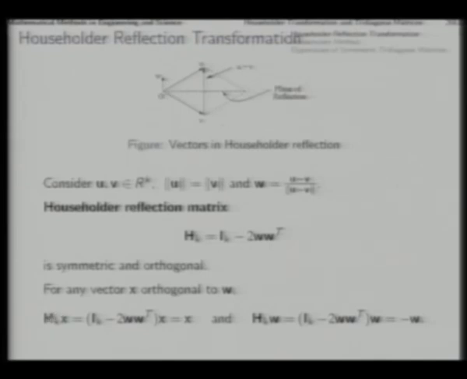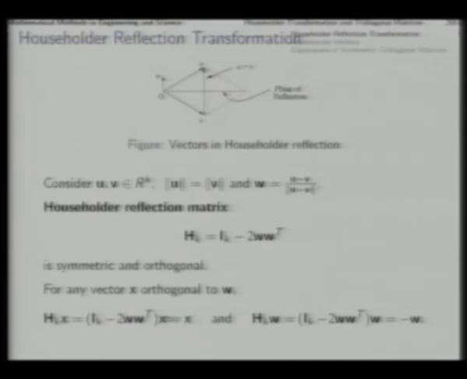So, when you apply Hk on x, you find that I minus twice w w transpose x, what you will get? Identity into x is x, and this one as you open you will find first w transpose x, and from the very definition of x being orthogonal to w, w transpose x will be 0. So, what will remain? Identity into x which is x. That means a vector orthogonal to w, that is in the plane of reflection, gets mapped to that same vector itself. There is no change.